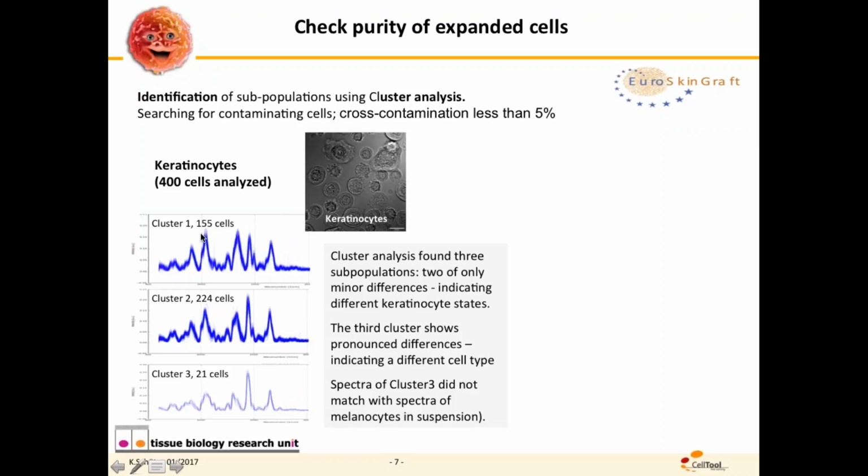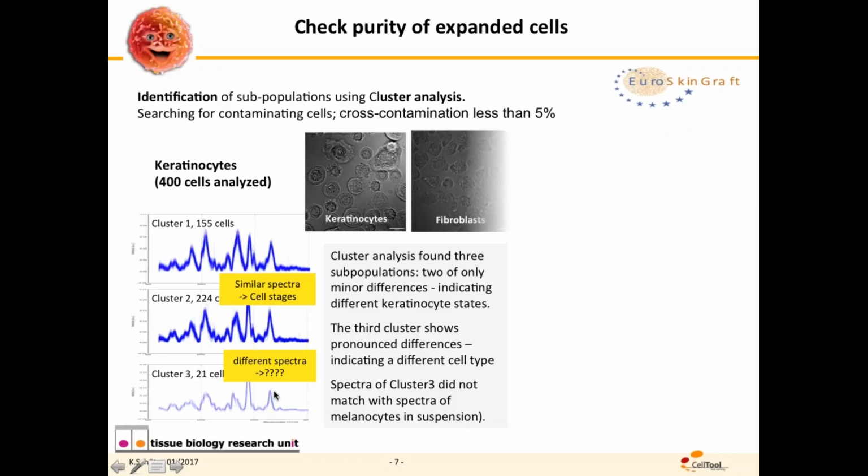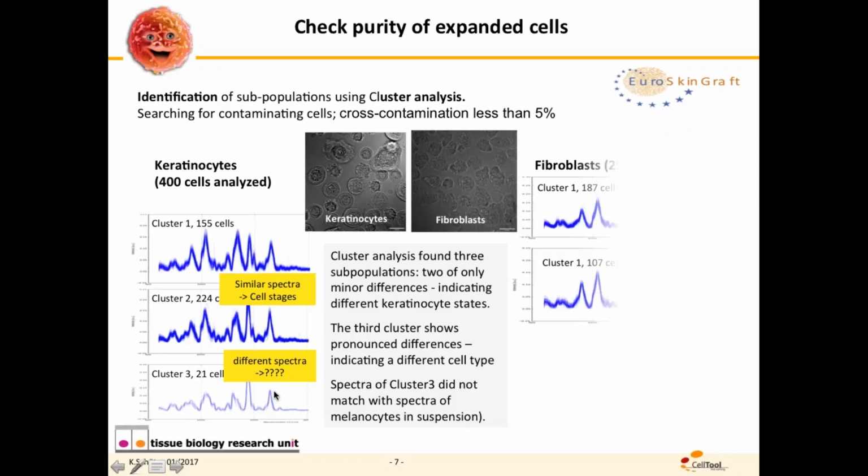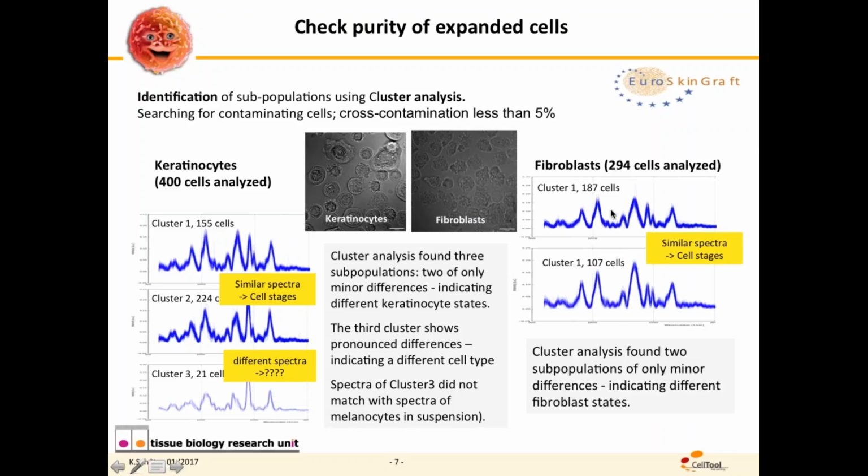You see how many cells we have: these 155 and the 224 cells. We looked into the spectra and saw they are very similar. So it seems that we measured a different cell stage here, but here we got some spectra that we could not align to. So this would be the contamination in the cells, and the same thing we did with the fibroblasts, and we also saw here similar spectra regarding their developmental states, but no other kind of cells.